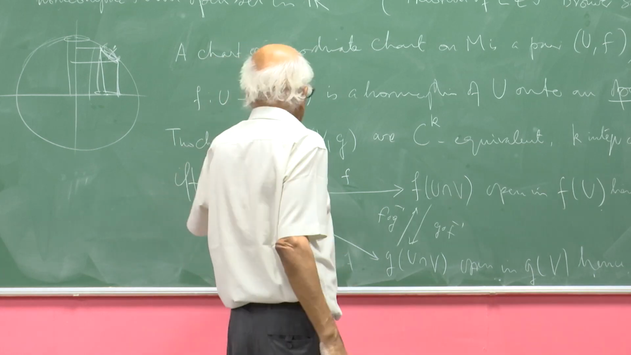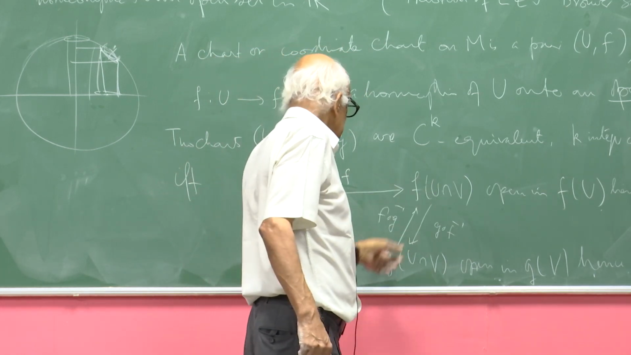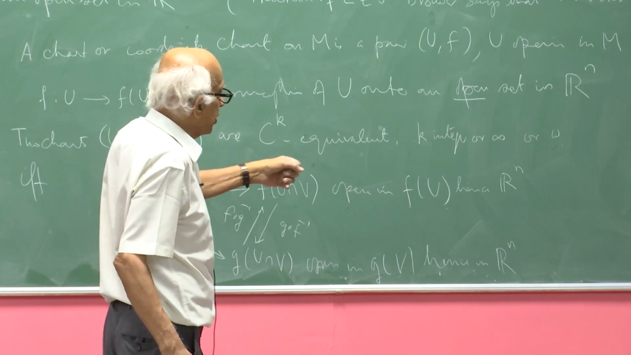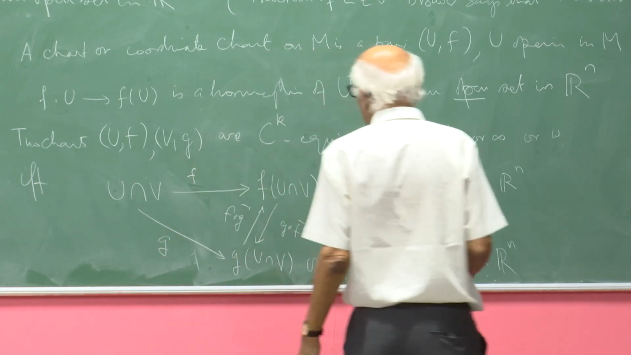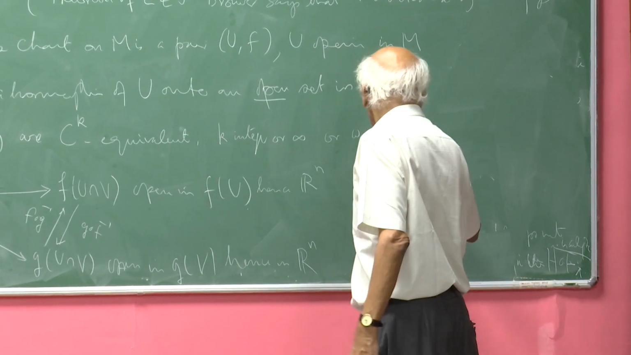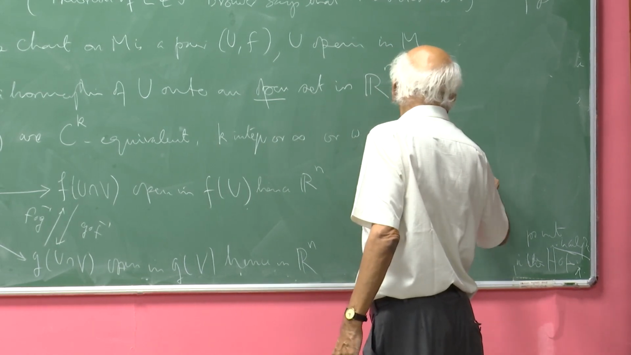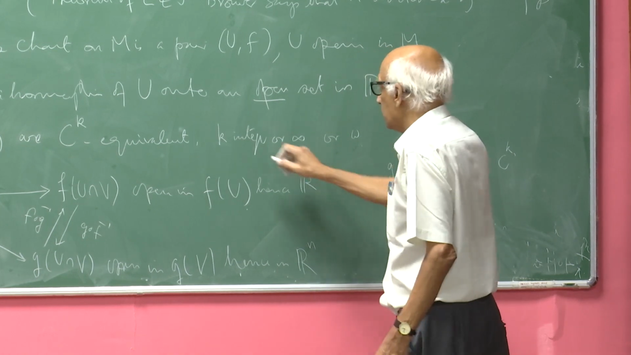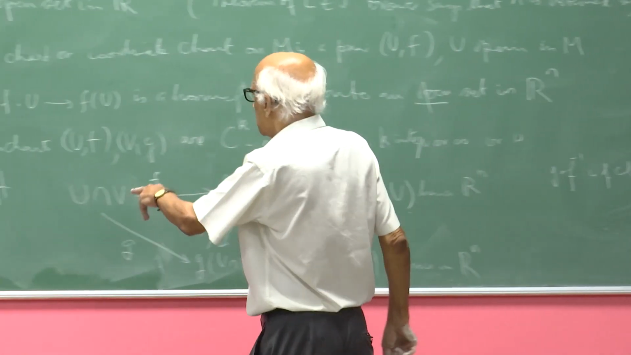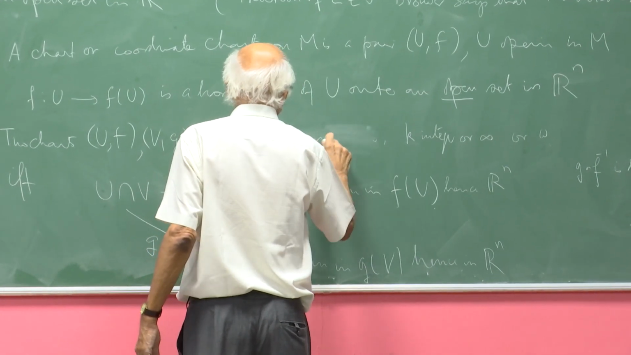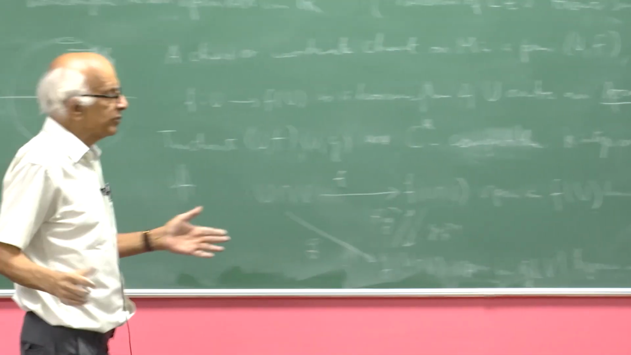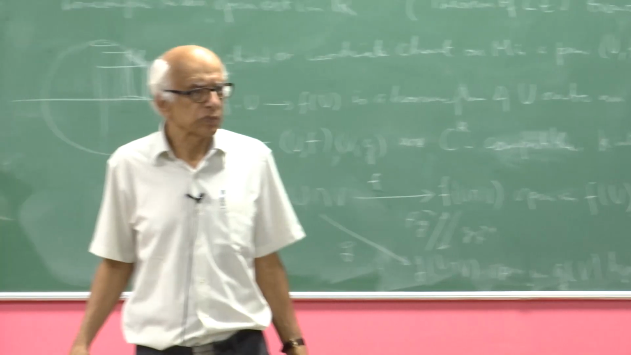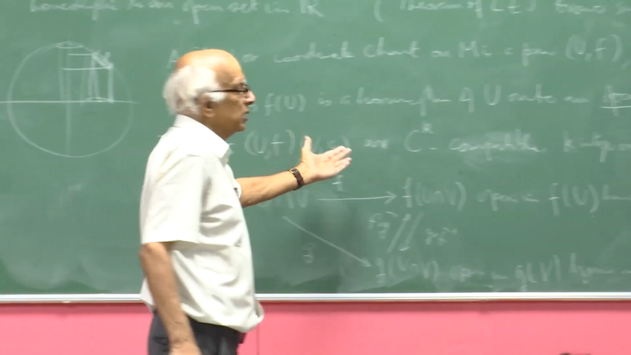If F is a homeomorphism, these are maps of open sets in Euclidean space into itself, and you can demand it be analytic. That's what I call C omega. So if G composed with F inverse is of class CK, then I say the two are CK compatible, not equivalent, compatible. Two charts are CK compatible. In particular, they're analytically compatible or C omega compatible if these composites are analytic. That's the definition of two charts being compatible.